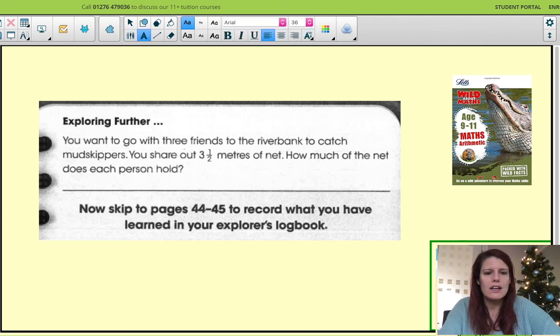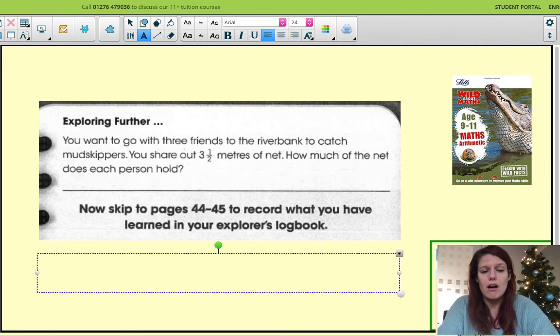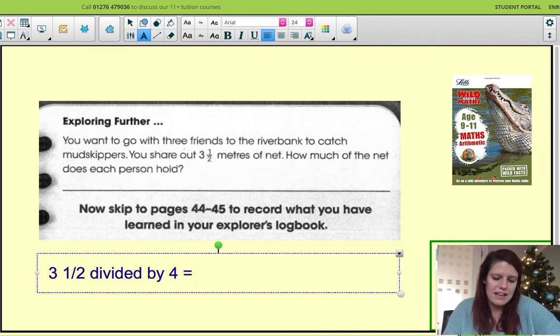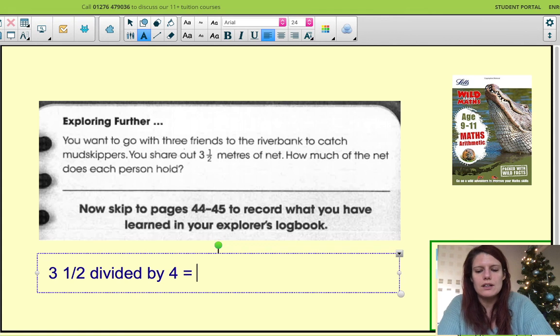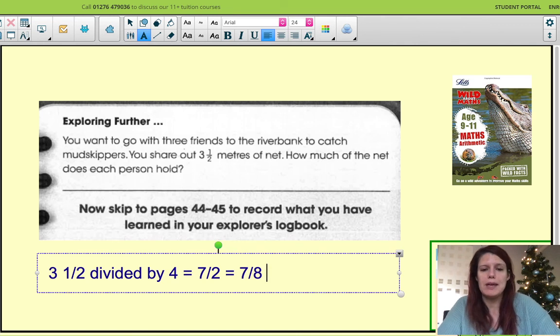So the calculation would be 3.5 divided by 4, and that equals 7 halves. And if we divide that by 4, then you get 7/8 of a meter.